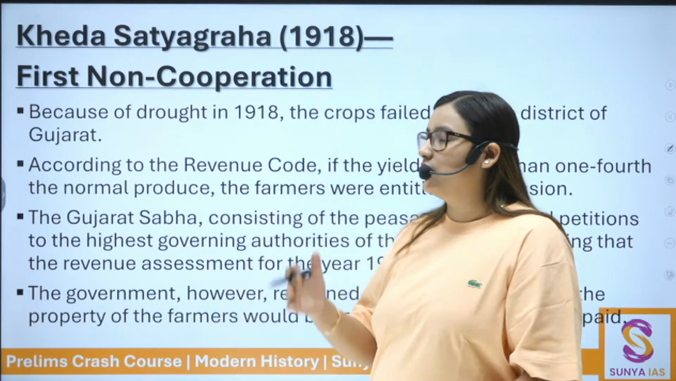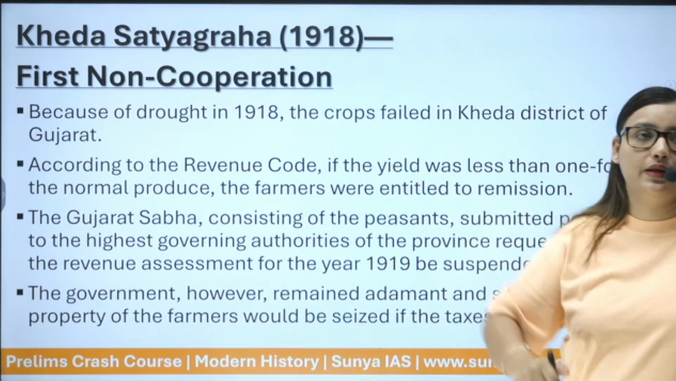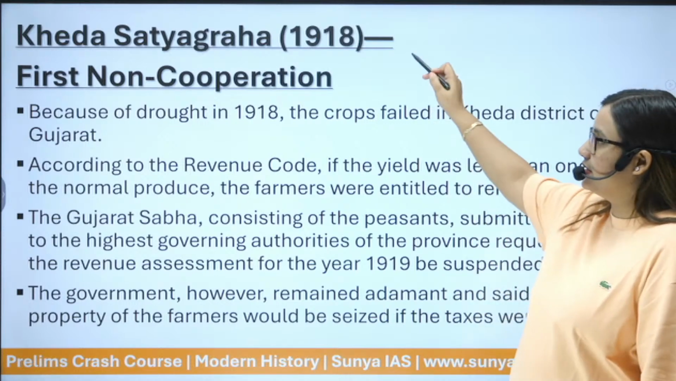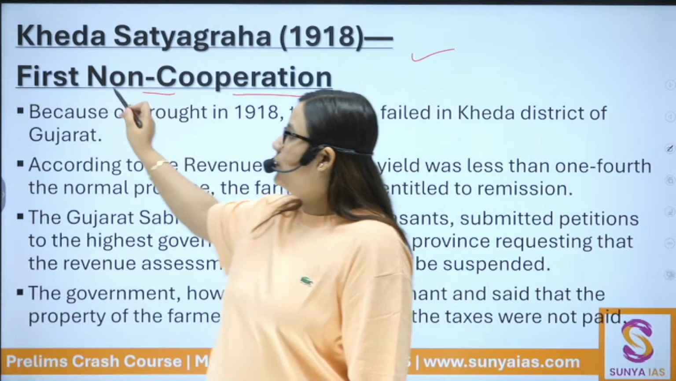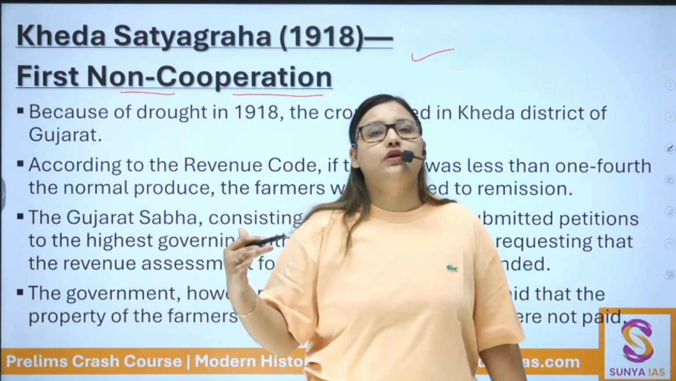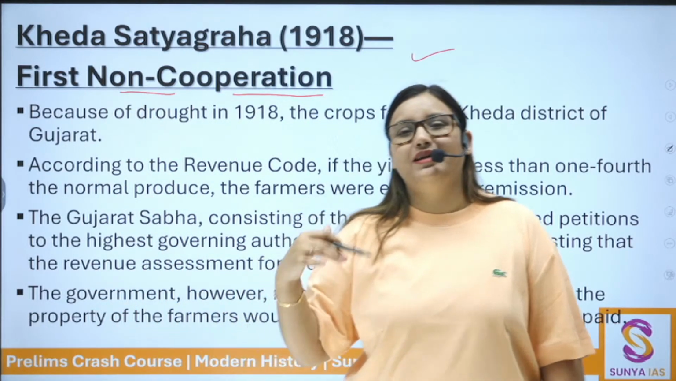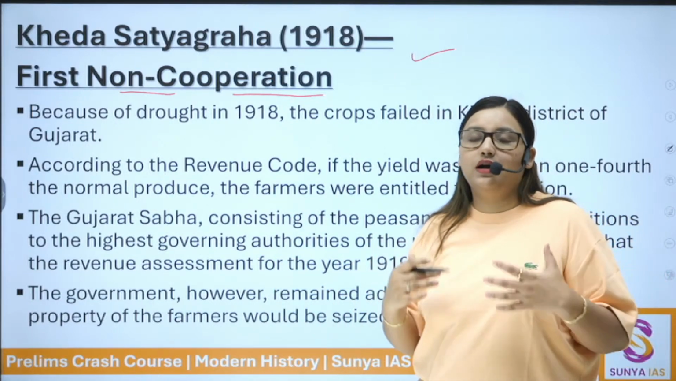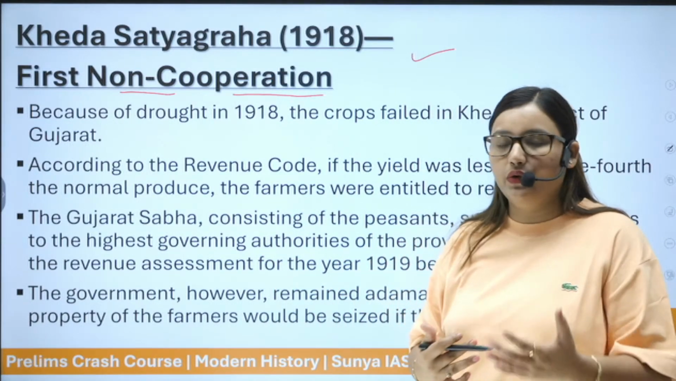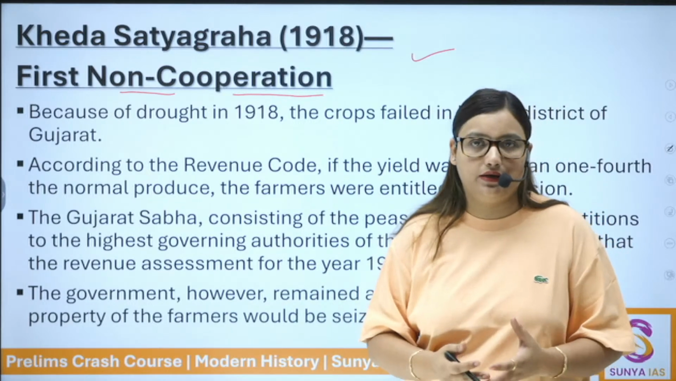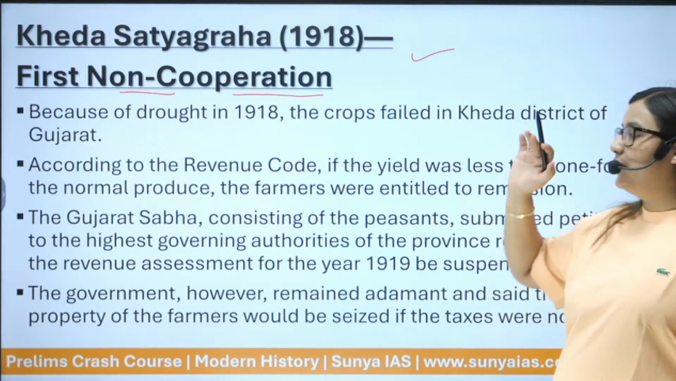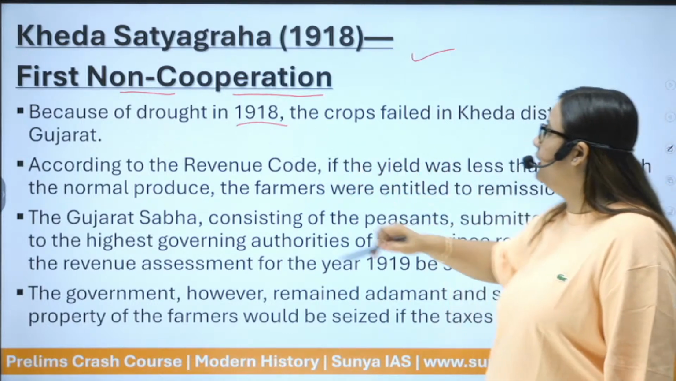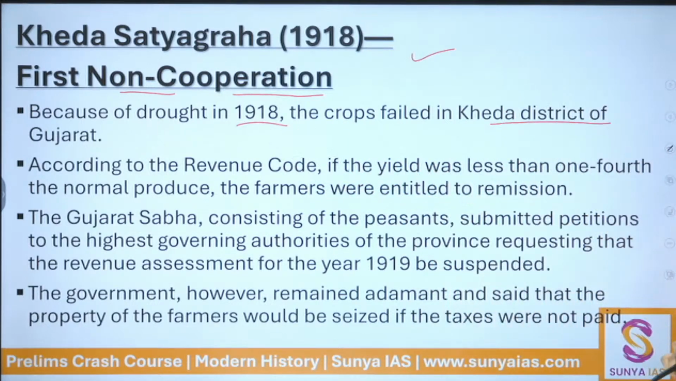Okay, now come to the next extremely important satyagraha, Kheda Satyagraha, 1918. It is the first non-cooperation. Non-cooperation is not cooperating with the government. Okay, if the government is saying something, you are not agreeing to it, or not following the things in that way. So basically, Kheda was in Gujarat, and because of drought in 1918, the crops failed in the Kheda district of Gujarat.